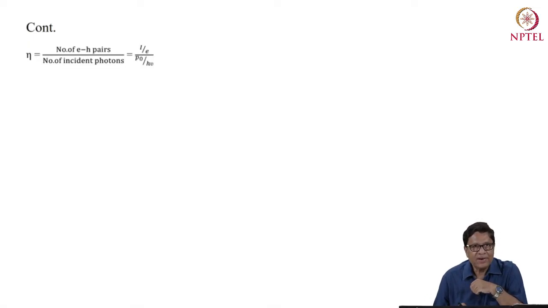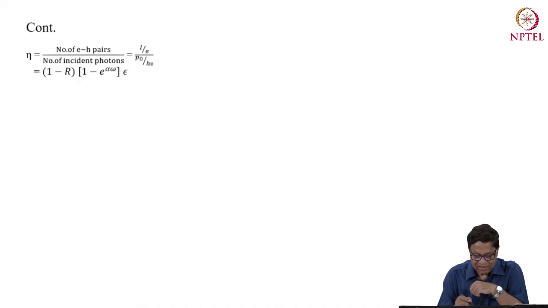So as we defined the efficiency earlier, which is eta, that is the number of electron-hole pairs divided by the number of incident photons. So these are the number of electron-hole pairs, I divided by e, and the number of incident photons is the power incident on the photodiode divided by h nu. So I put the values which I had calculated in the earlier discussion. So this will become (1 minus R) into (1 minus e raised to minus alpha W) into epsilon.